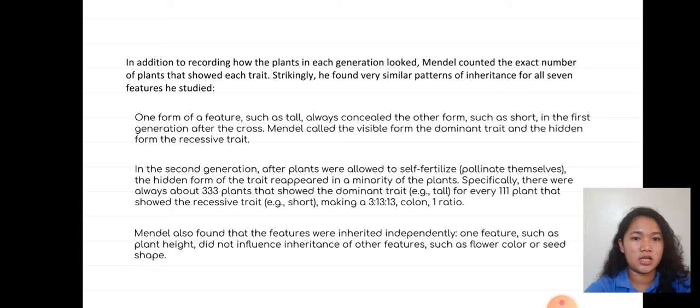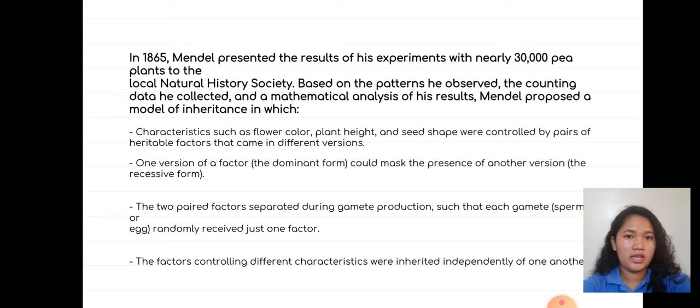Mendel also found that features were inherited independently. One feature, such as plant height, did not influence inheritance of other features such as flower color or seed shape. In 1865, Mendel presented the results of his experiments, nearly 30,000 pea plants, to the local Natural History Society.